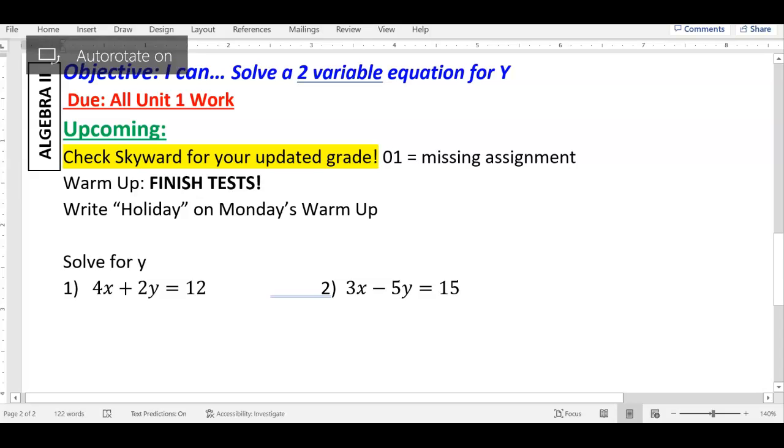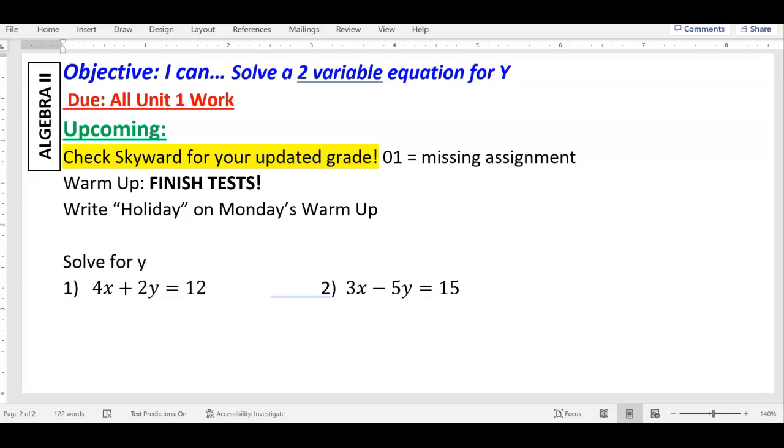Sir. All right. So here we go. You wrote holiday on Monday. Today you wrote this blue objective. If you're taking a test, you just write test because focus on that. Everyone else, you wrote down this warm-up.